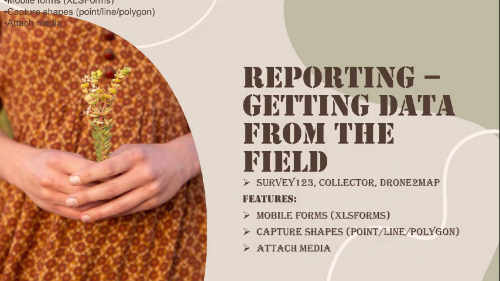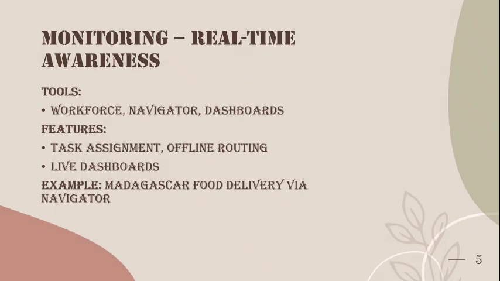2. Monitoring: real-time awareness and field coordination. Monitoring is about tracking progress as it happens. Esri tools like Workforce for ArcGIS, Navigator, and Operations Dashboard help us manage and monitor field operations. Workforce assigns tasks to mobile teams. Navigator provides offline routing using custom road or water networks, critical in areas like Madagascar for food delivery. Dashboards give live overviews of activities, progress, and issues. These tools work online and offline, allowing teams to operate in remote areas while staying connected to the central database.